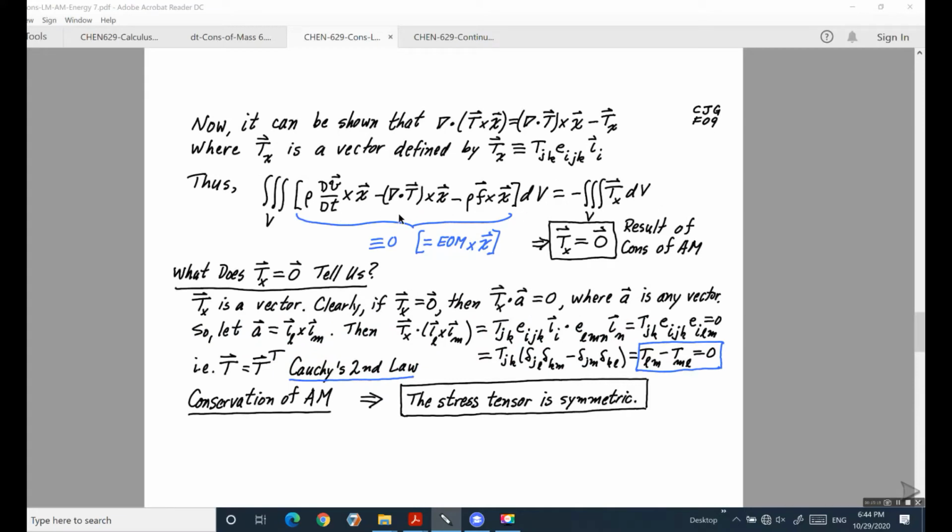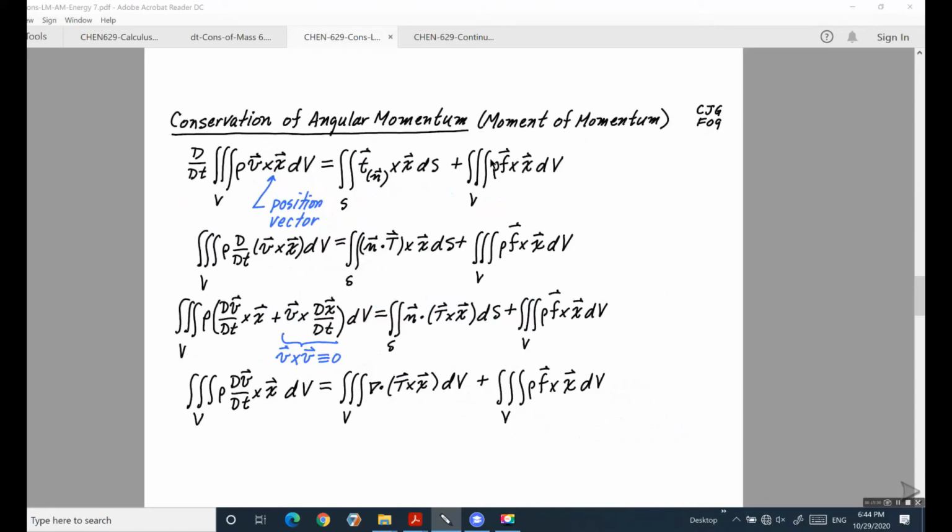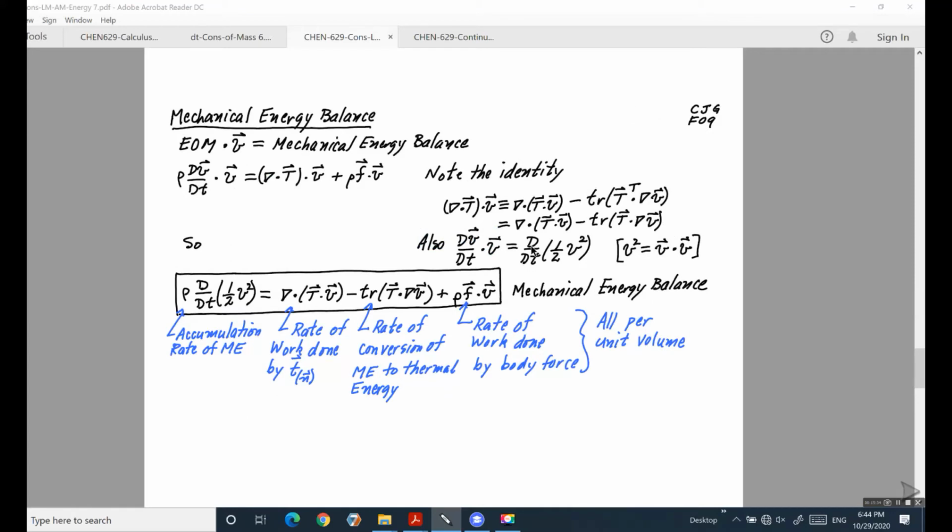This is our angular momentum derivation, because the right side is 0. Because this cannot be 0, this has to be 0. Then we can write the angular momentum, otherwise the moment of the momentum, by this form. So when we continue, okay, now we are in here, the mechanical energy balance.